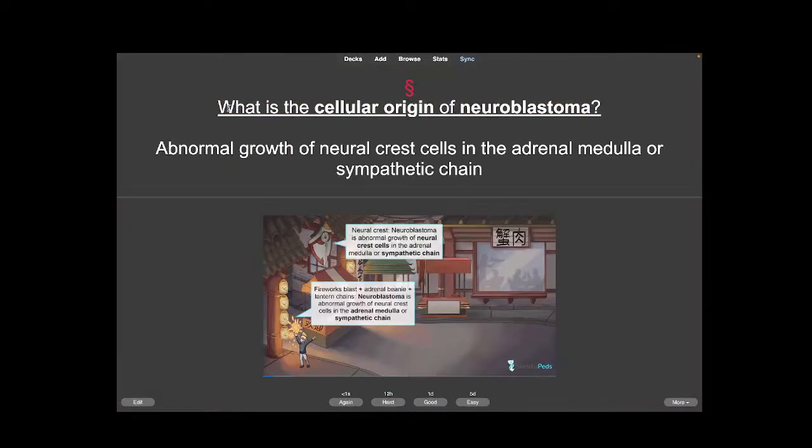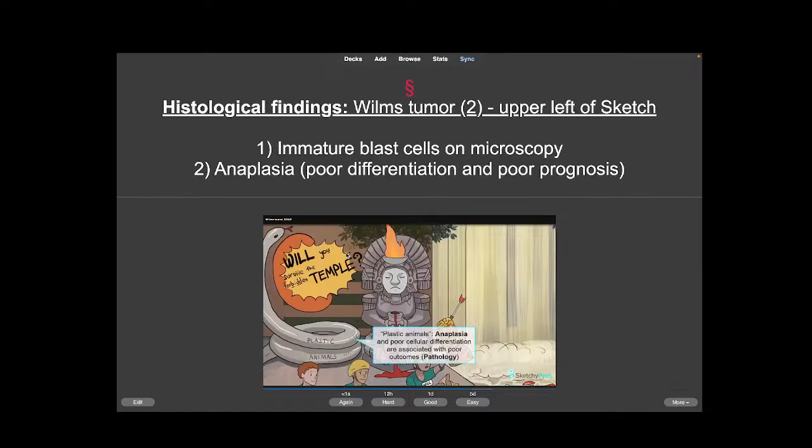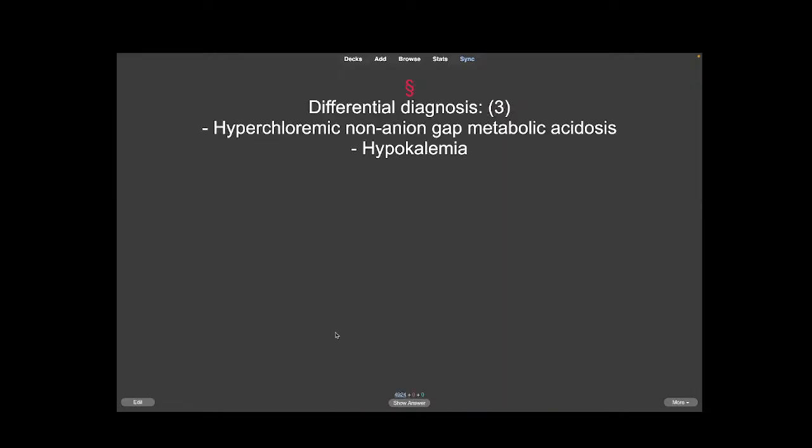What is the cellular origin of neuroblastoma? Neural crest cells and the adrenal medulla. Neural crest cells. Okay. What's there more? There's anaplasia. Immature blast cells on microscopy. Yeah, I don't know if we even want to mention it. I don't think even they know. Nah, I'm sure they would. I'm sure a nephrologist would know the histological findings of a Wilms tumor. Does it come under nephrology? Yeah, sure. It should, right? Or would it come under general medicine? You know what? Never mind.